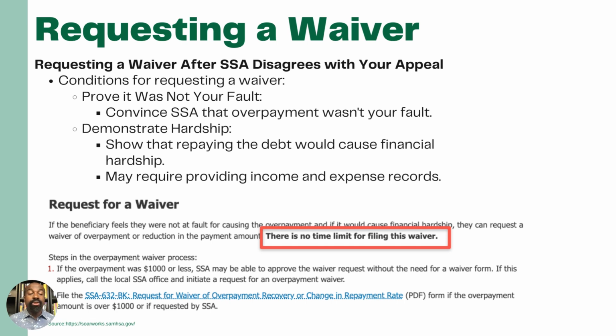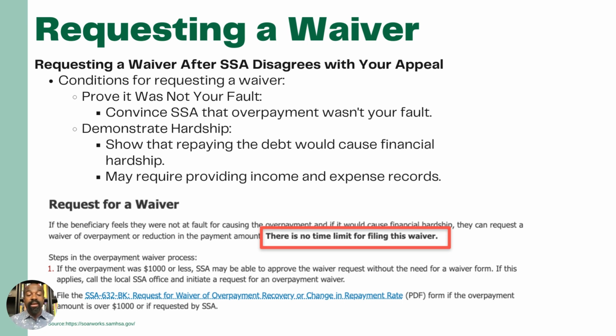As I mentioned, you can also request a waiver. A waiver is pretty much saying you don't think this is fair or you don't think this is your fault. And so you're trying to tell them that it's going to cost you a lot of hardship if you have to forfeit some of your Social Security benefits or all of it. And so you have to provide evidence of your income and your expenses, and why even paying a small portion of your disability or Social Security benefits towards this overpayment is going to cause you financial hardship.